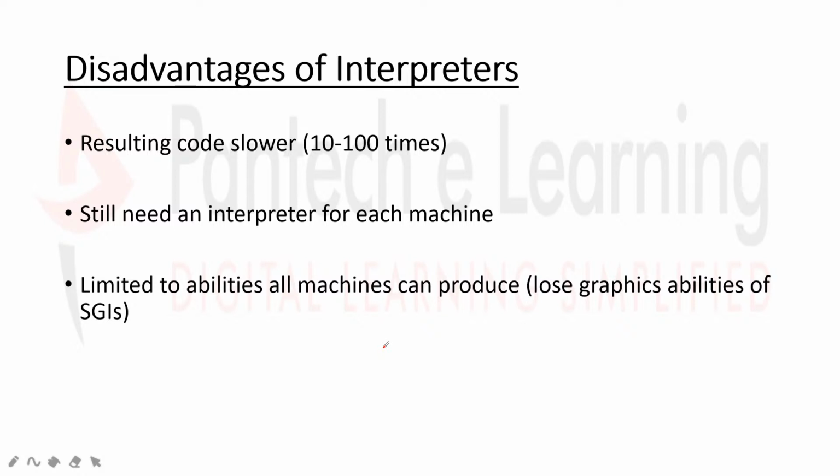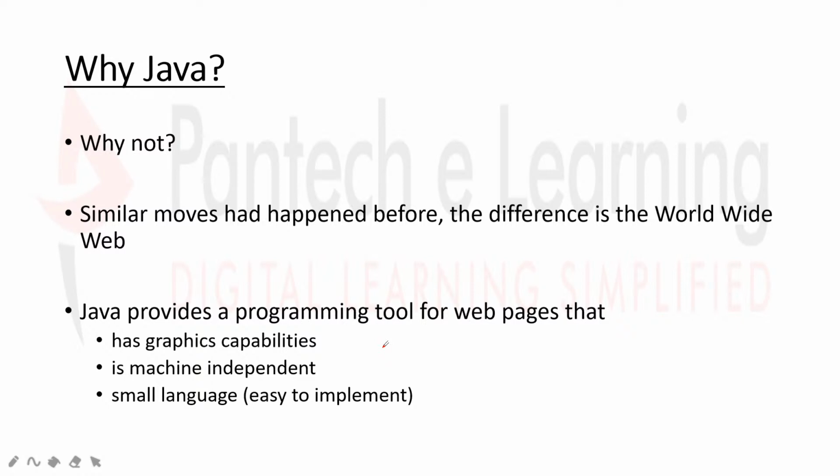Okay, so getting output from the interpreter is difficult. That's why we are now using compilers. Okay, so here, the next one: why are we using Java?